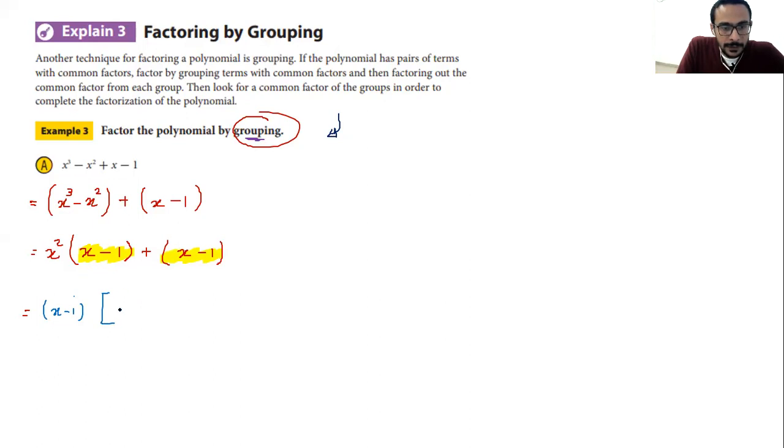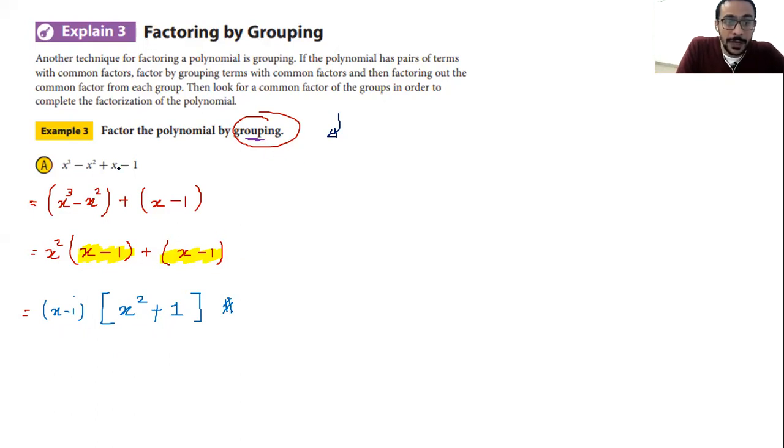Take it outside. Still x squared, right? Plus 1. Yes, and when you take x squared all outside the bracket, still 1. Nice. And this is your final answer. This is the grouping way.